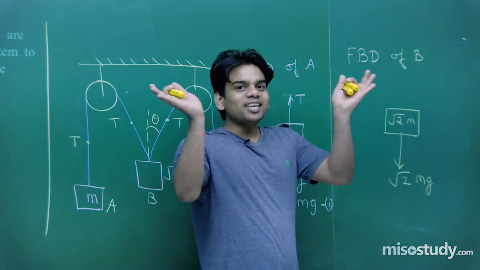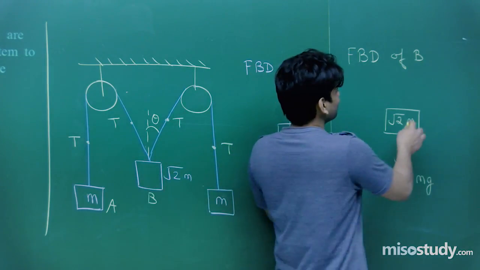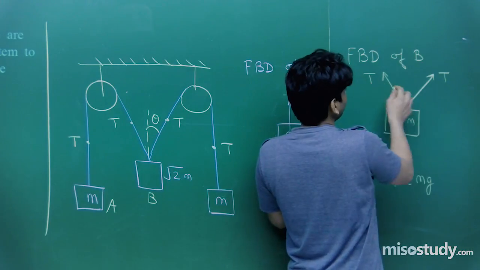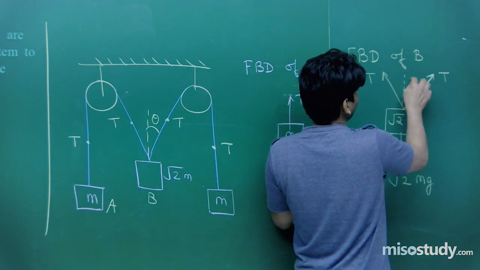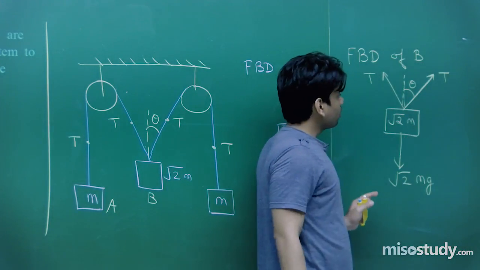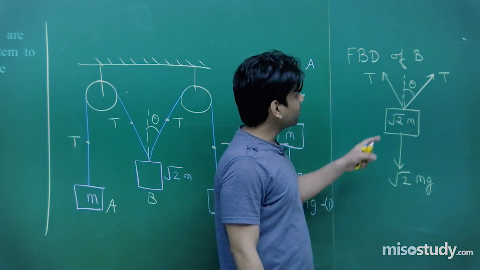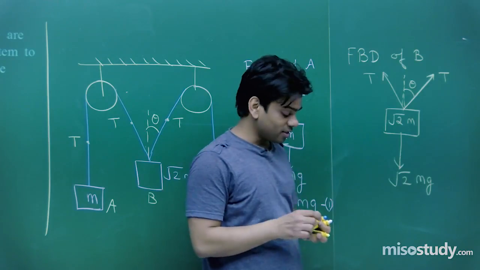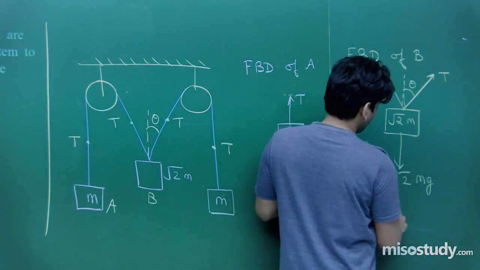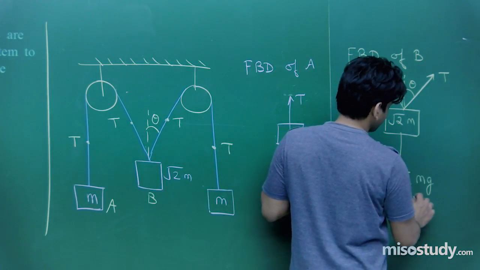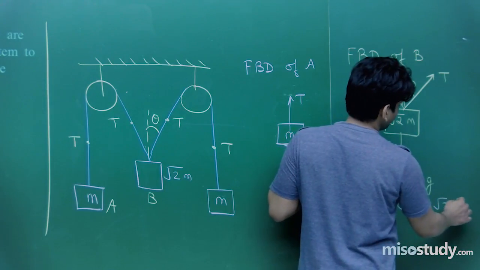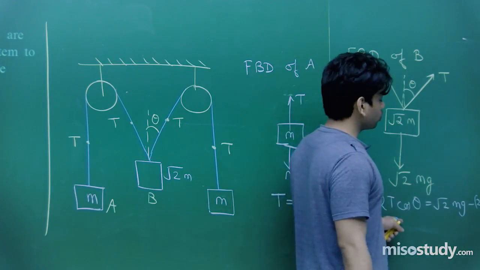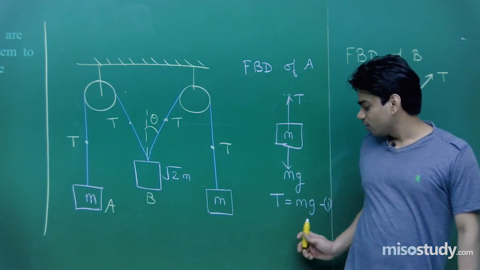Two tensions, T and T, act along two different directions. This is the angle theta that it makes with the vertical. For vertical equilibrium, T cos theta and T cos theta will add up and balance this weight. So we have 2T cos theta equal to root 2 mg. Equation number 2: 2T cos theta is equal to root 2 mg, and here we have T equal to mg.